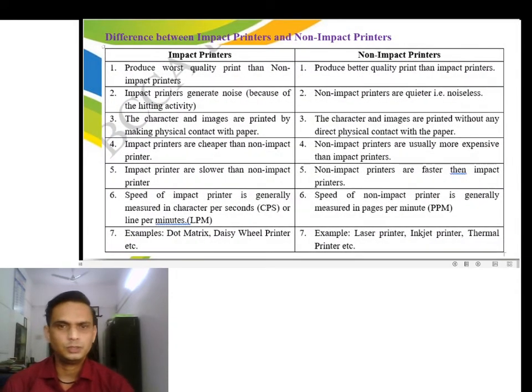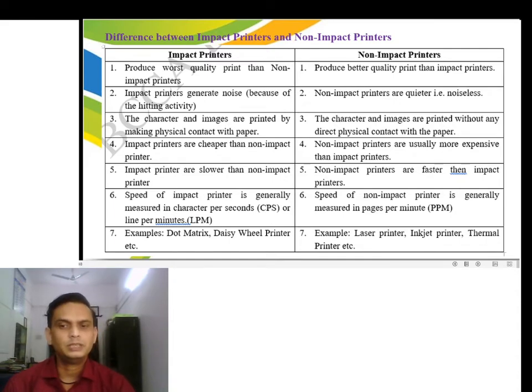These are some differences between impact printer and non-impact printer. Impact printers produce low quality print, whereas non-impact printers produce high quality print. Impact printers generate noise, but non-impact printers are quieter or noiseless. In impact printers, characters and images are printed by making physical contact, but in non-impact printers, they are printed without any direct physical contact with the paper. Impact printers are cheaper, but non-impact printers are expensive. Impact printers are slower, and non-impact printers are faster.